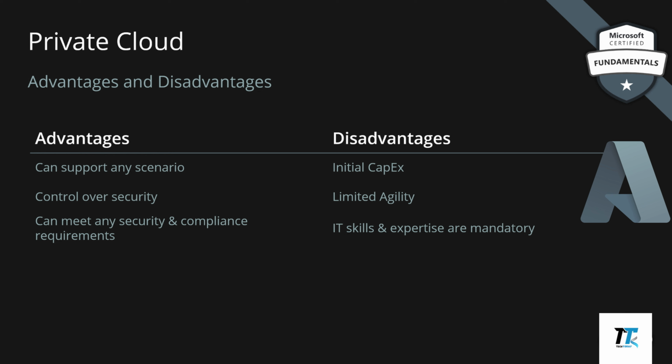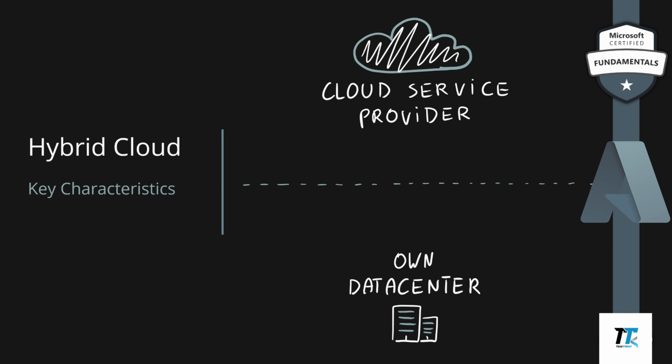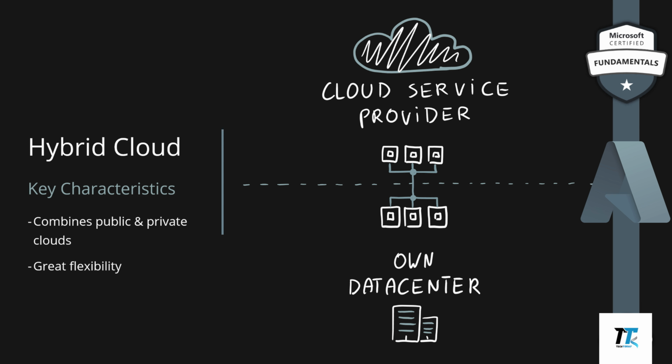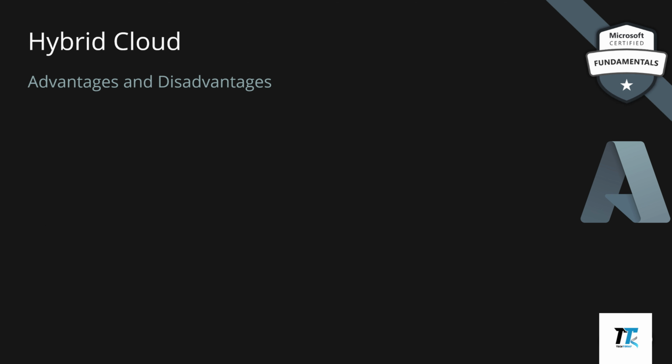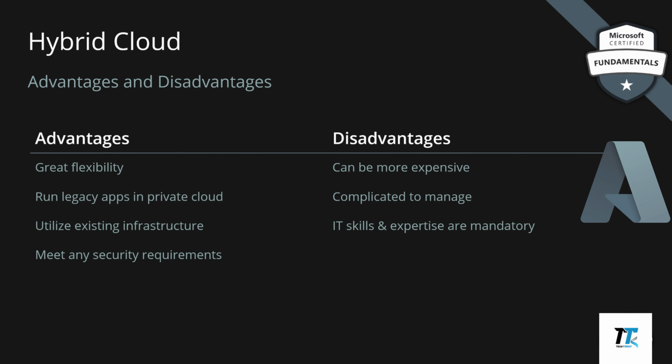And as you can imagine, this comes at a cost, which brings us to the third model, which is the hybrid model. In this model, you take advantage of both public and private cloud. You connect them together to provide the greatest flexibility out of those three options. So when talking about the advantages and disadvantages, the obvious one is the great flexibility. But beyond that, you can run legacy applications in your private cloud, utilize existing infrastructure, and meet any security requirements. But for everything else, move to the cloud and take advantage of all the good stuff from the cloud.